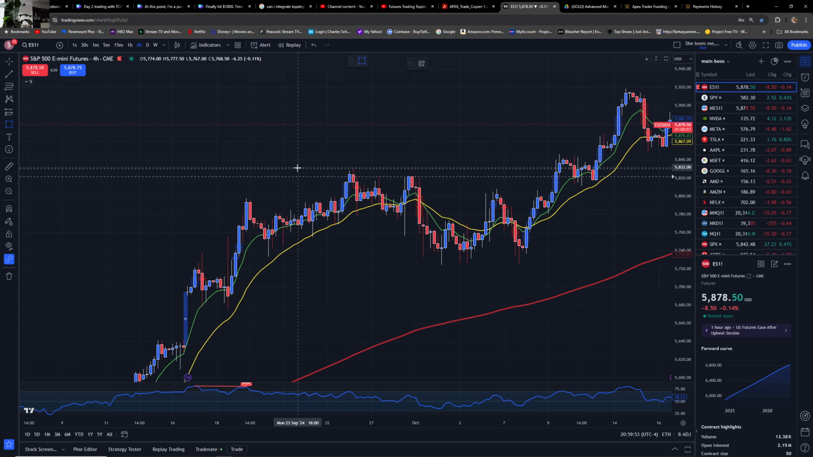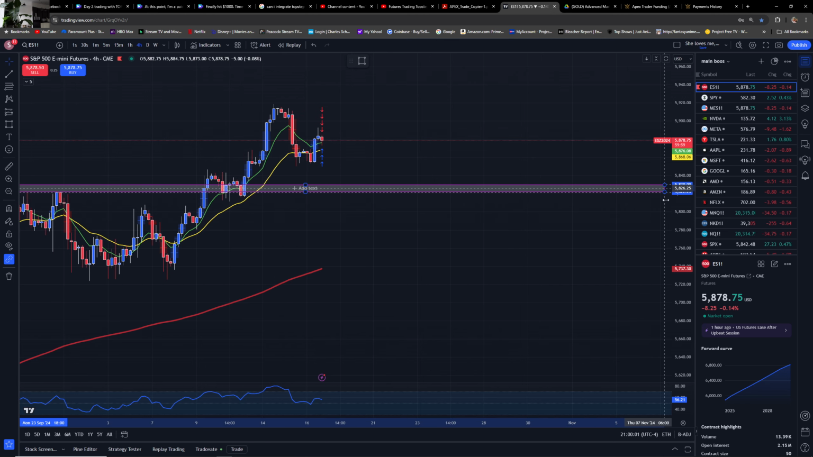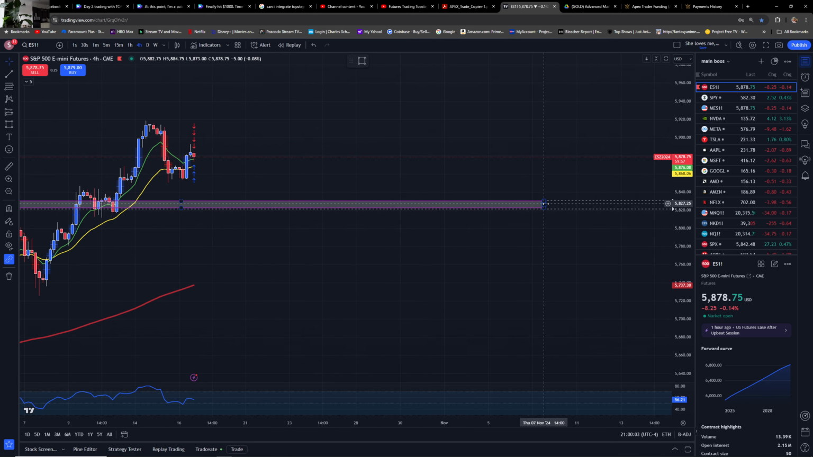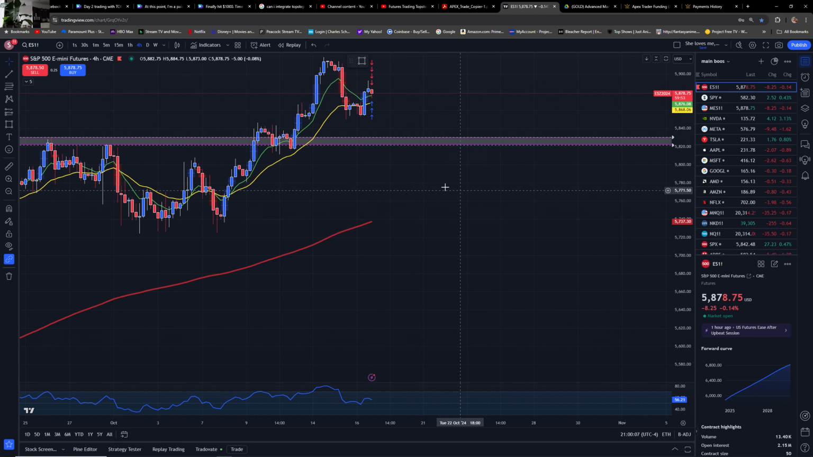Undo that. Let's try this again. Right here to right here is my demand zone. And then I'm just going to slide it across further out in the month because it's going to stay until, like, we actually break it or whatever.